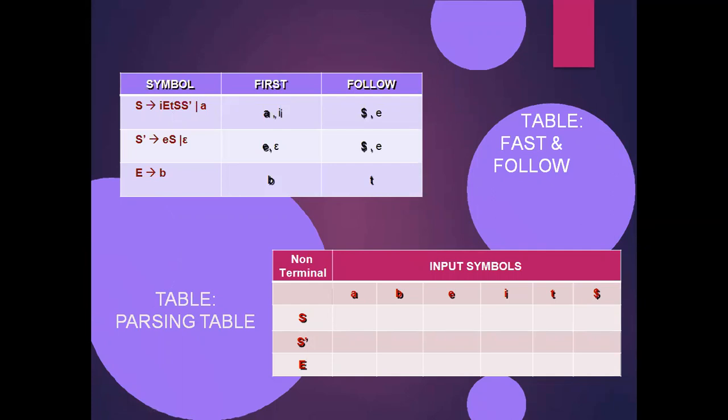Now this is the first and follow table. Now we are constructing a parsing table, right? The table consists of the non-terminals and the terminals. Terminals in the sense the input symbols, right? We compulsorily need to write the dollar as an input symbol, because from the follow we are having the representation like dollar. Here we are considering dollar also as an input symbol.